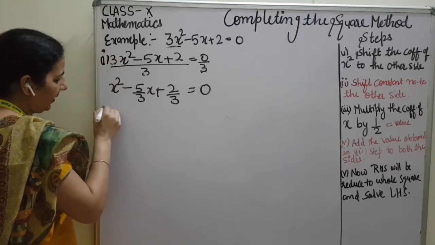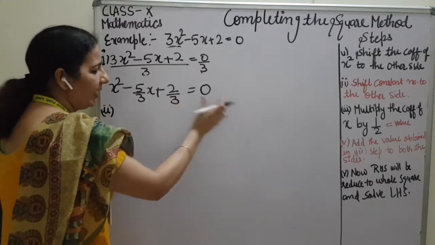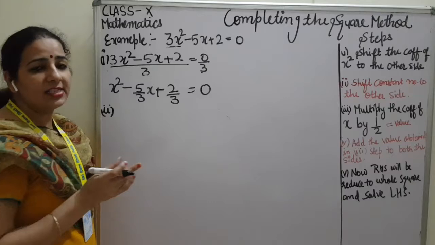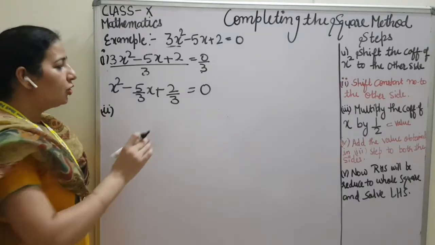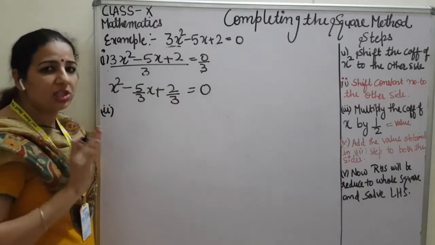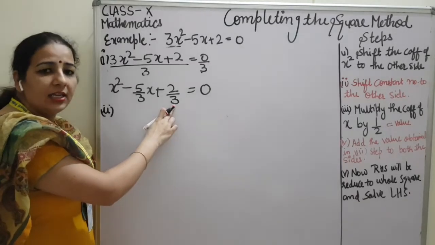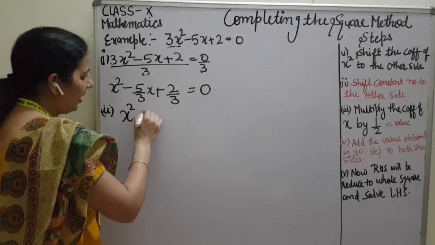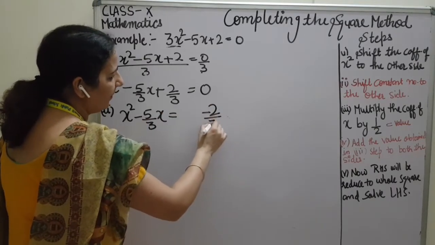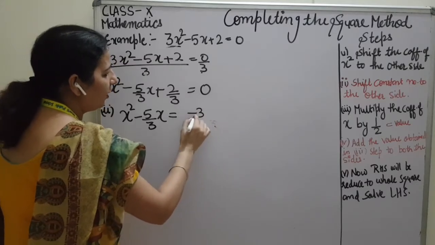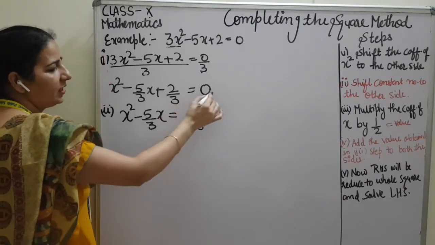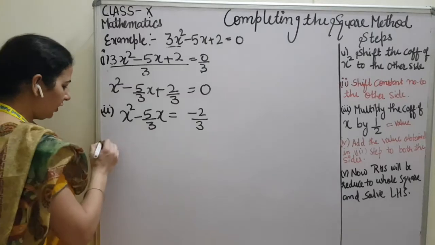Now the second step is to shift the constant part to this side, because if this constant part stays, it will not help us to make the whole square; such a constant part they will never provide us. So we will shift this constant part to this side. X square minus 5 upon 3x is equal to minus 2 upon 3, because we all know that 0 minus any number is the same number with the minus sign. 0 minus 2 by 3 is minus 2 by 3. So this is step number 2.